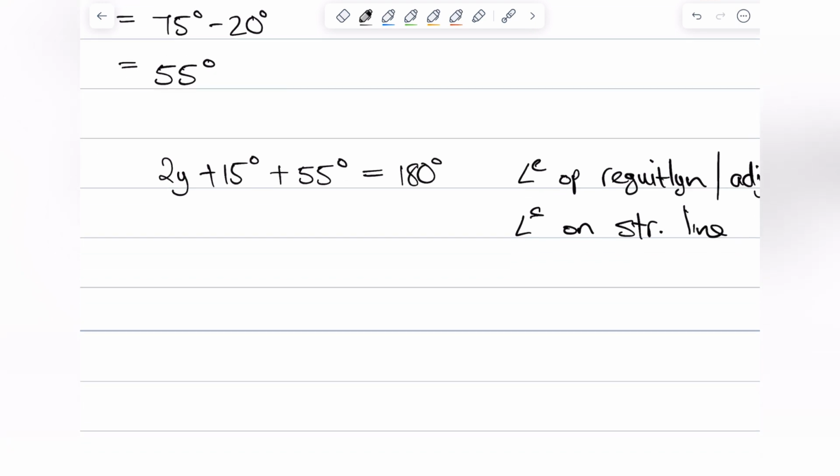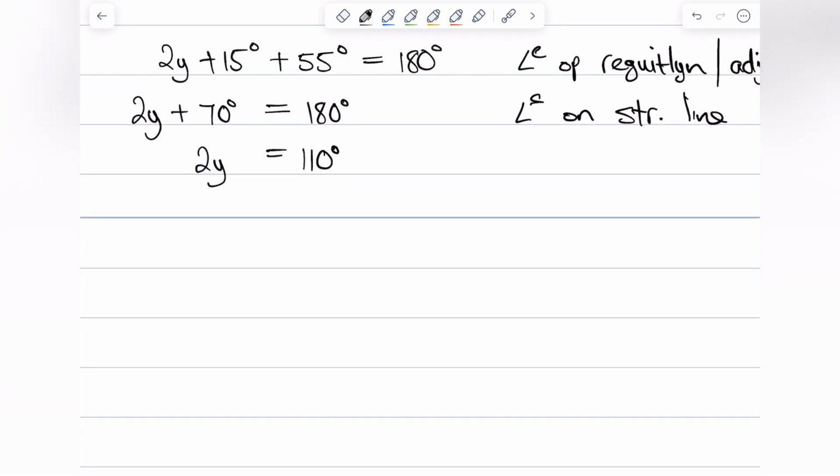And now of course we can just solve for y by simplifying first. So I've got 2y here plus 55 plus 15 is 70 degrees. That's equal to 180, of course. Then I'll subtract 70 from both sides and I would then have 110 degrees here. And then I would divide both sides by 2 and I have 55 degrees as my answer.